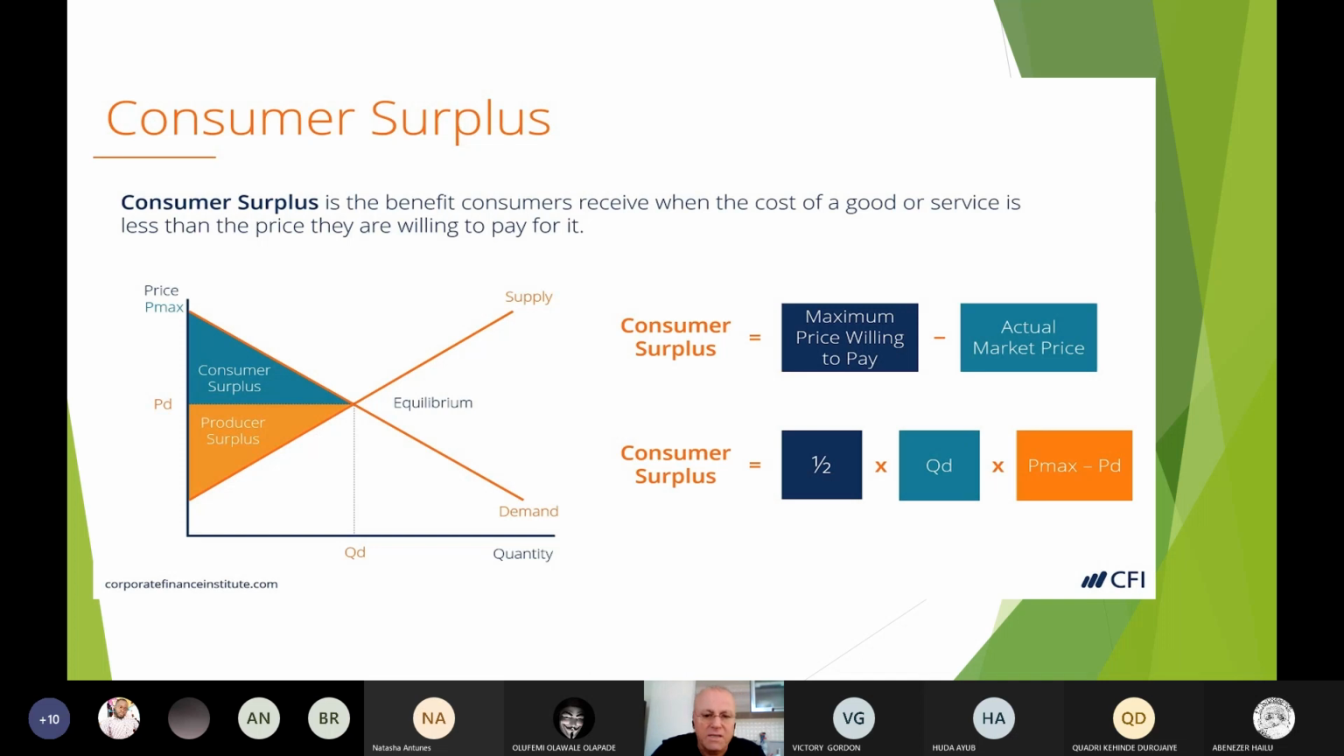Once again, consumer surplus, as I mentioned to you, is the maximum price willing to pay minus the actual market price. This will give you the surplus per unit, and if you multiply it with the quantity in a given model and divide it by 2, the consumer surplus is 1/2 multiplied by quantity demanded multiplied by P maximum minus P equilibrium, the equilibrium price realized. You will have this consumer surplus easily without any problem, because for the right angle triangle, height multiplied by base divided by 2 will give you the surplus for the producer and for the consumer.